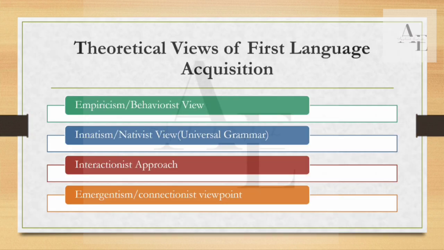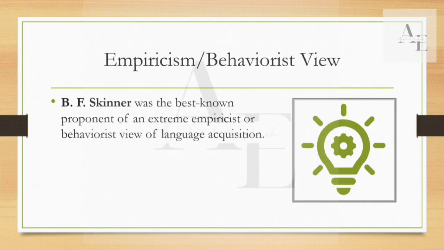So let's start with our lecture. Theoretical views of first language acquisition. We have 4 main views, which are empiricism, the behavioristic view; innatism, the nativist view, where we'll talk about universal grammar; the interactionist approach; and emergentism, the connectionist viewpoint. So let's start with empiricism, the behavioristic view.